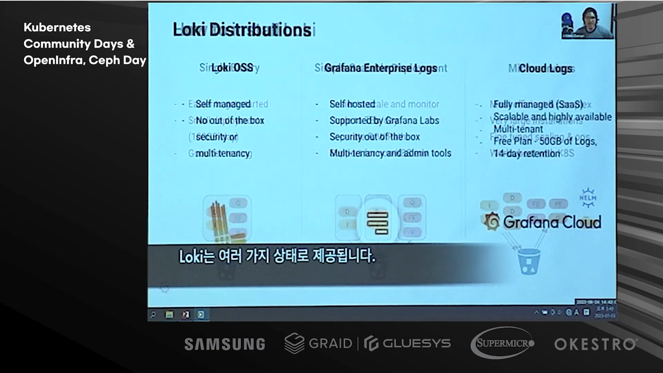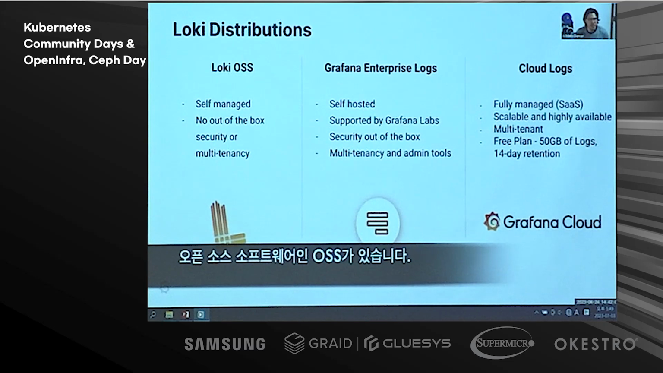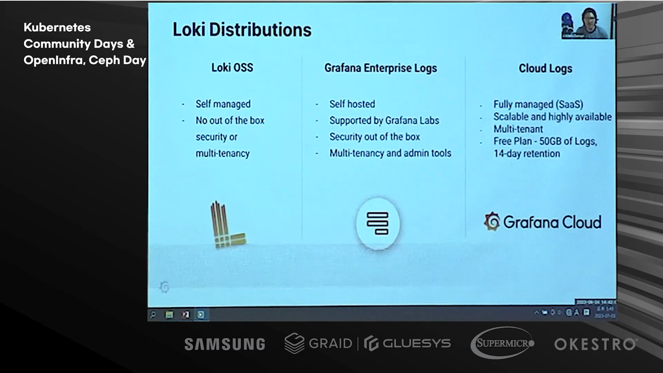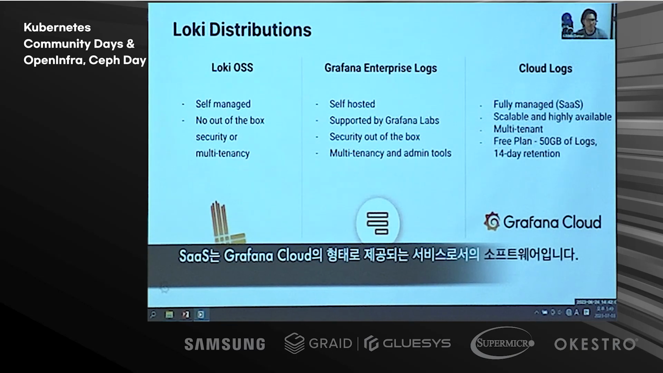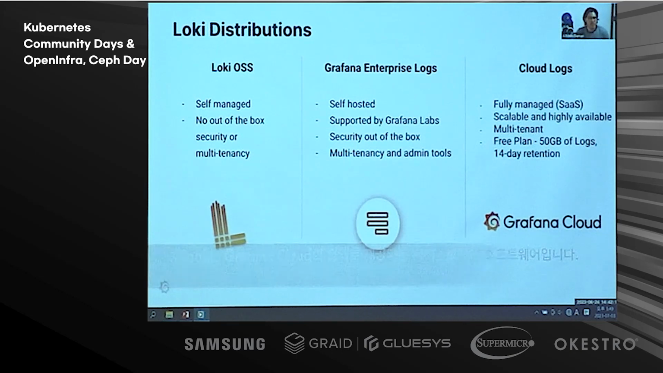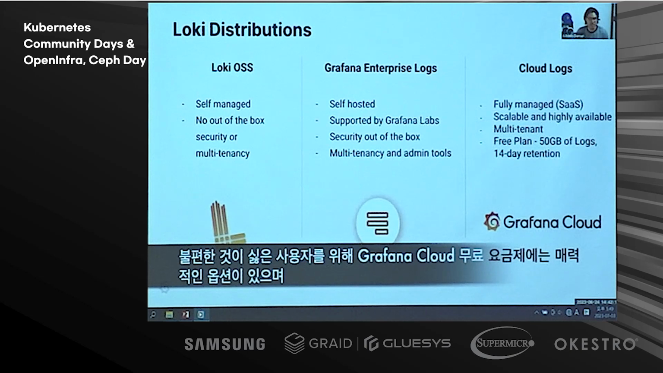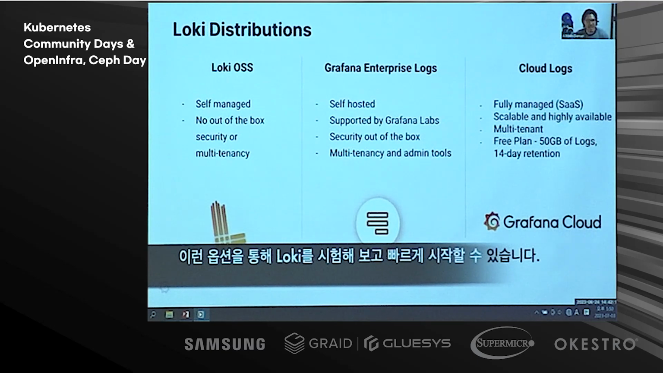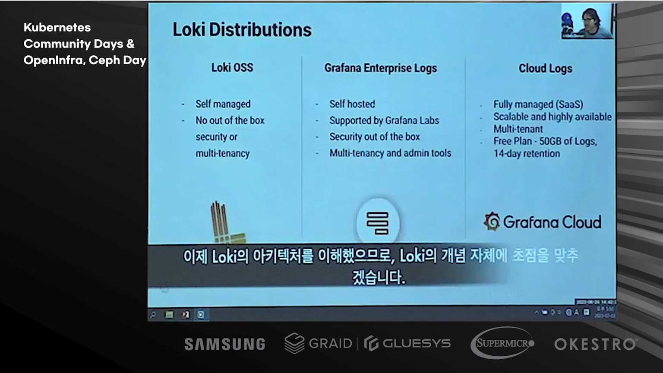Loki is available in several flavors. We have the open source software, the OSS, we have the enterprise, and also we have a SaaS, which is software as a service in the form of Grafana Cloud. For users looking for a hassle-free experience, the Grafana Cloud free plan offers a compelling option, and this can be an excellent way to experiment with Loki and get started quickly.